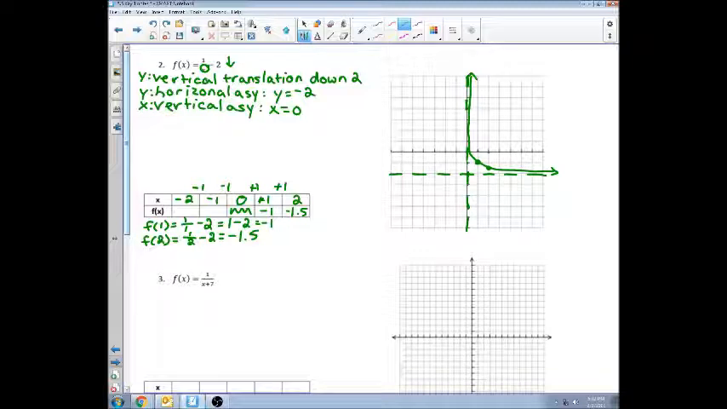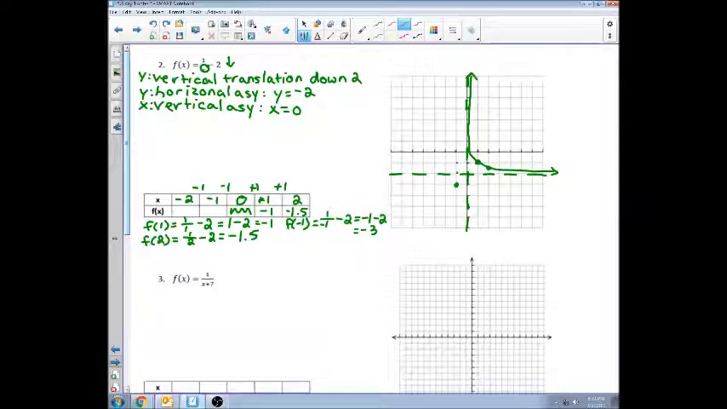Now I need to work with the left side, on the left side of my center or my 0. So f of negative 1 will equal, I'm putting negative 1 in for x, so 1 over negative 1 minus 2. 1 over negative 1 is negative 1, minus 2 gets me negative 3. So if I go to negative 1, it's here. Negative 3 is 1, 2, 3.